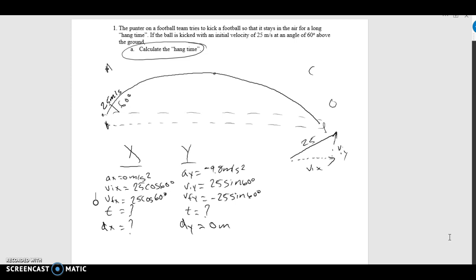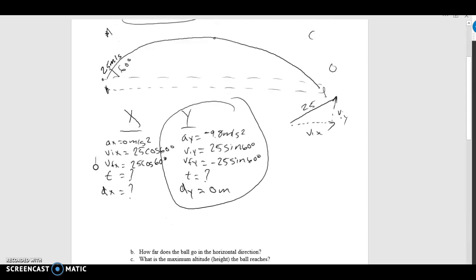Good. All right, so here are our knowns and unknowns. You can notice you have 3 knowns in the X and 3 knowns in the Y. However, if you try to solve this in the X direction, you will not be able to solve for time. You can try it. You'll find multiple ways of how not to do it. So solve this in the Y. This is really how you get to these types of problems.